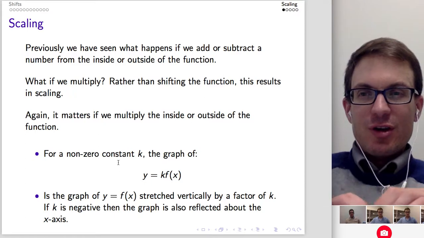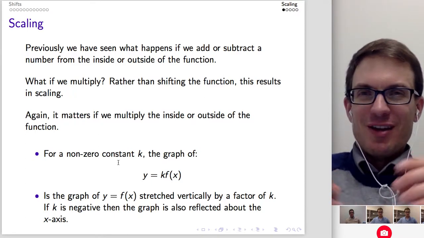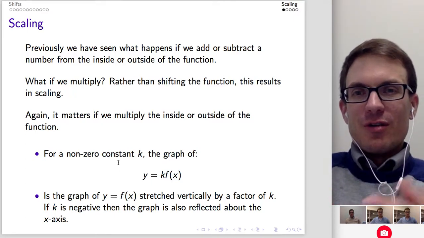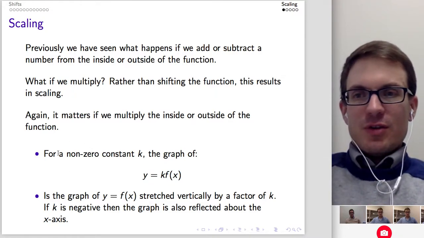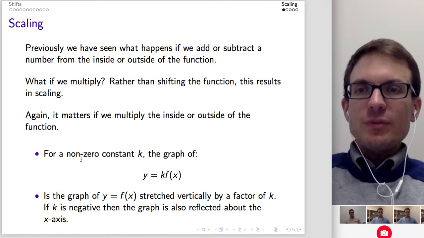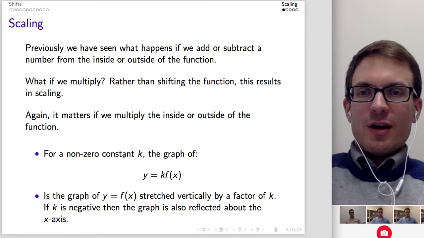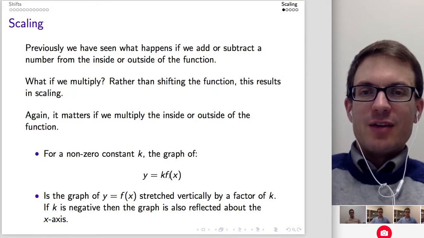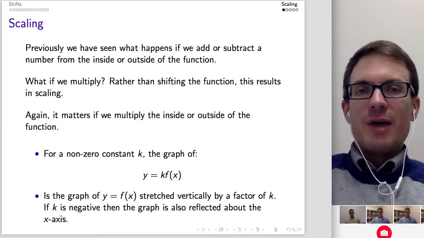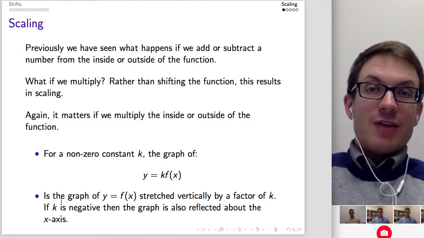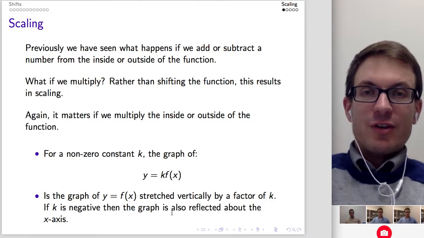Okay, all right, so now previously we saw what happens if we add or subtract numbers from the inside or outside of the function. What if we multiply? What happens then? Well, if we multiply the inside or outside of a function, we scale, right? So here's how this is defined. For a non-zero constant k, the graph of y equals k times f of x is the graph of y equals f of x stretched vertically by a factor k. And if k is negative, the graph is also reflected about the x-axis.